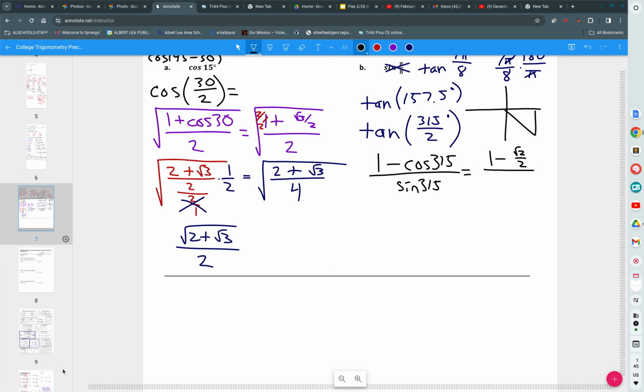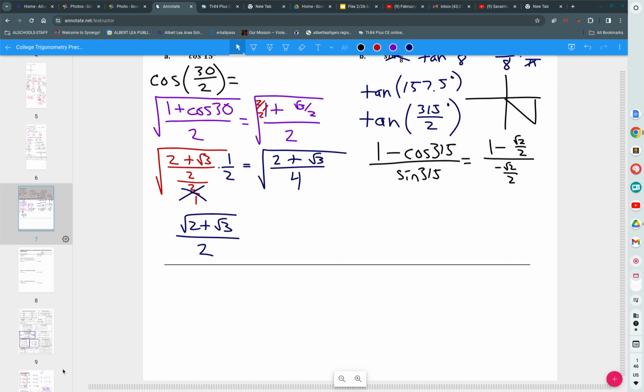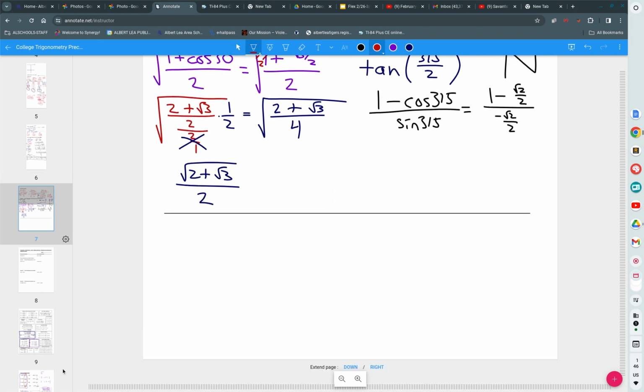Again, let's say it was 225 and cosine was negative, then we would have to switch that sign to 1 plus. Okay? And then the sine of 315, is it positive or negative? Negative. So we have a negative root of 2 over 2 in the denominator. So the trigonometry is really done. Now we're just doing an algebra problem, simplifying this complex fraction. And so I'm going to create one fraction at the top. I'm going to change that 1 to a 2 over 2.